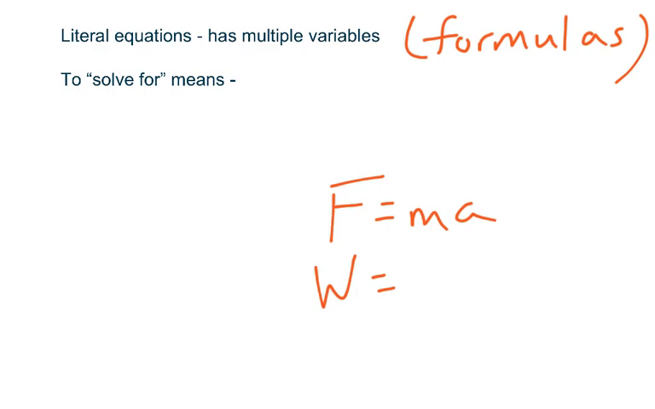I was thinking of work. Work equals force times distance. That's what I was thinking. There's all kinds of formulas that are out there. That's your most common kind of literal equation.